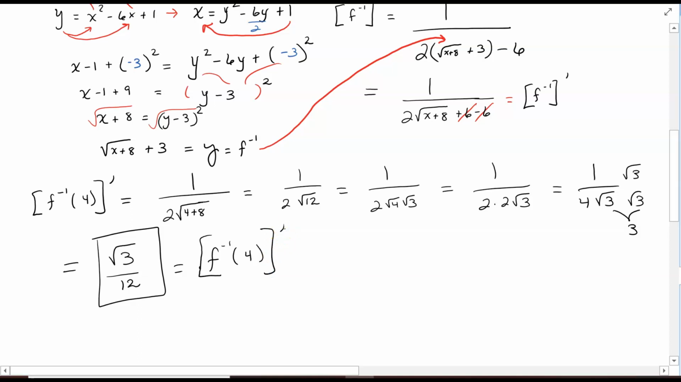And there's not much to it. All right, so this right here being our final answer if we're asked to evaluate the derivative of the inverse at a particular point.